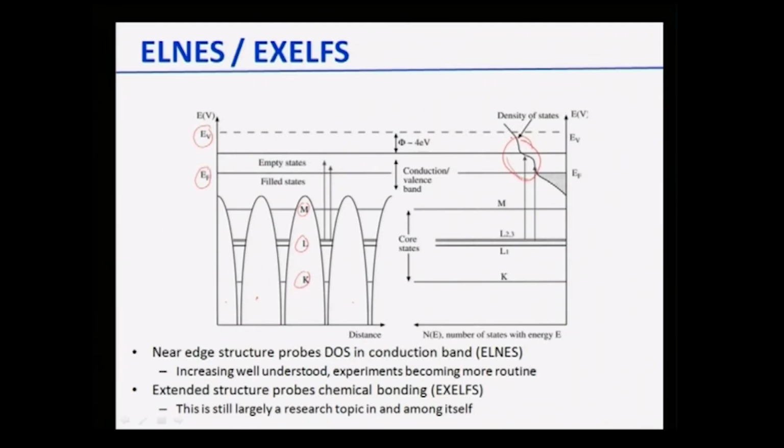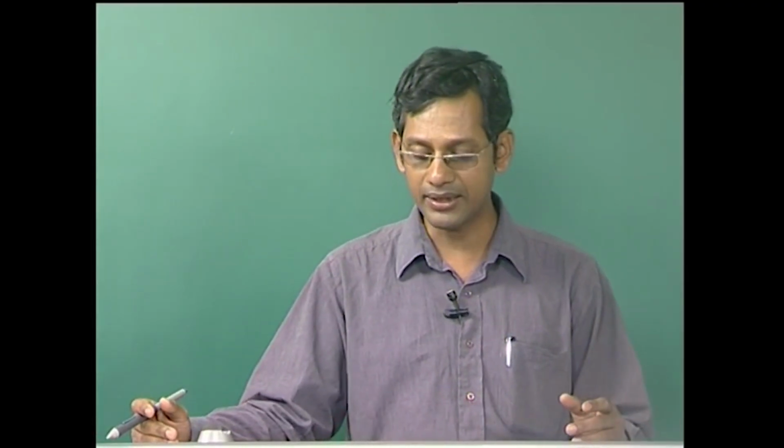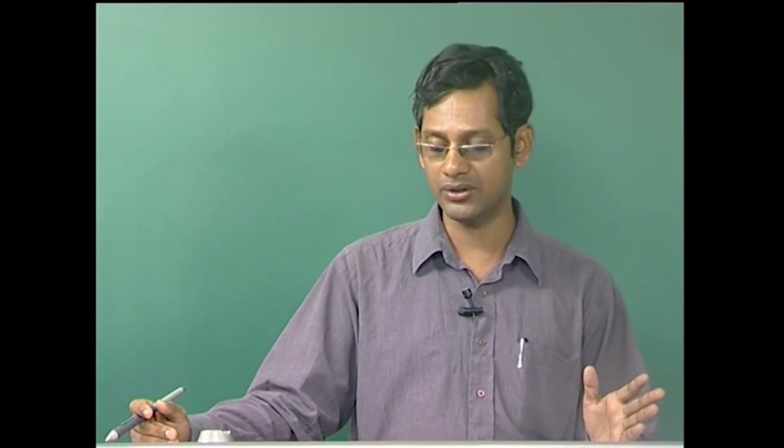So the first one gives you the DOS, or density of states, in the conduction bands. These are actually very well known and well understood now, and they are used extensively. The second one is not so widely used. It can give us information regarding chemical bonding, but a lot of research still needs to be done to understand these electronic transitions for extended electron energy loss fine structure. This is just like EXAFS in case of X-rays.